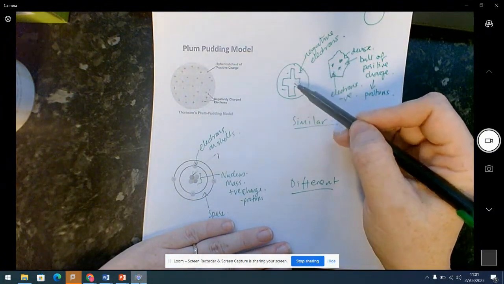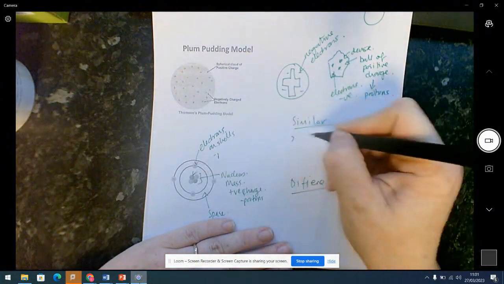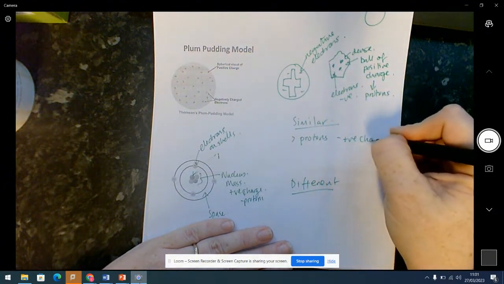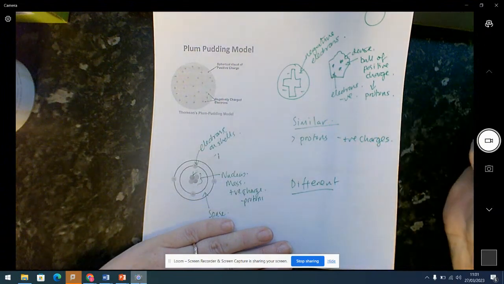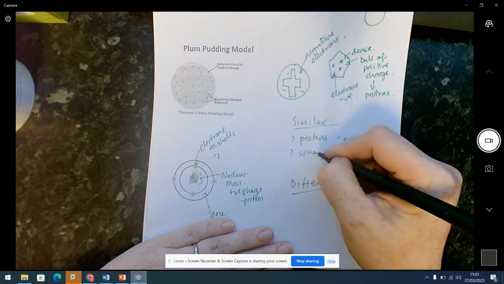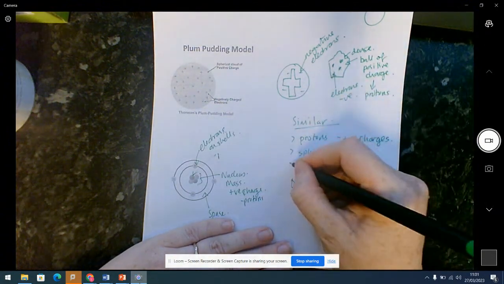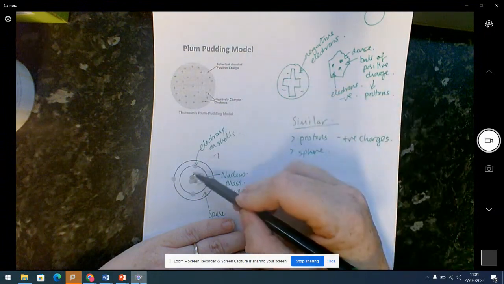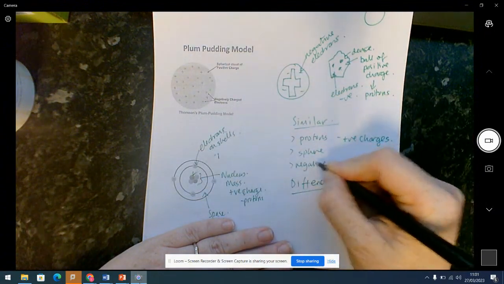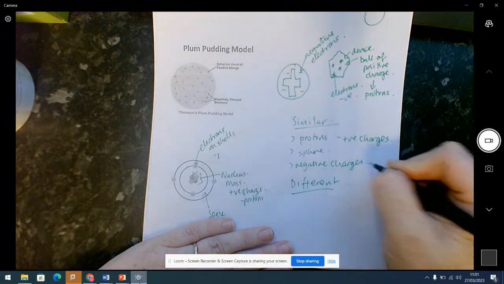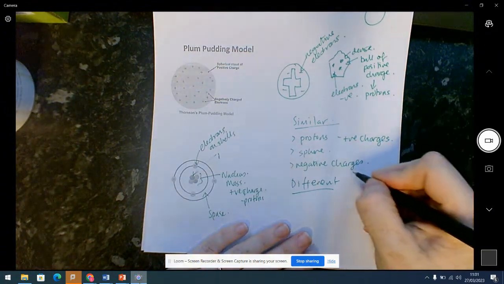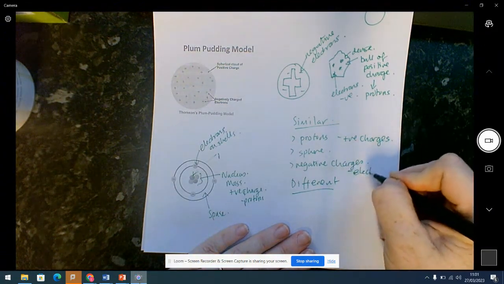So we can see they've got a positive charge. This also has a positive charge. So we've got protons, positive charges, evident within both models. We can see that they're spherical in shape. Circular shape. You can see they also contain negative charges. So you've got the electrons there. But essentially, that's really all they have in common. Which we know are electrons here.